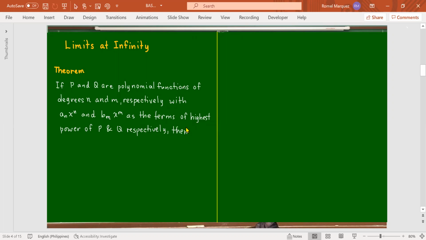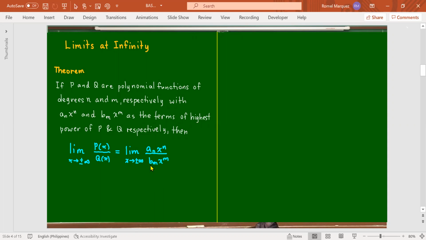then the limit as x approaches either positive infinity or negative infinity of P of x over Q of x is equal to the limit of a sub n x to the n over b sub m x to the m as x approaches positive or negative infinity. Okay?